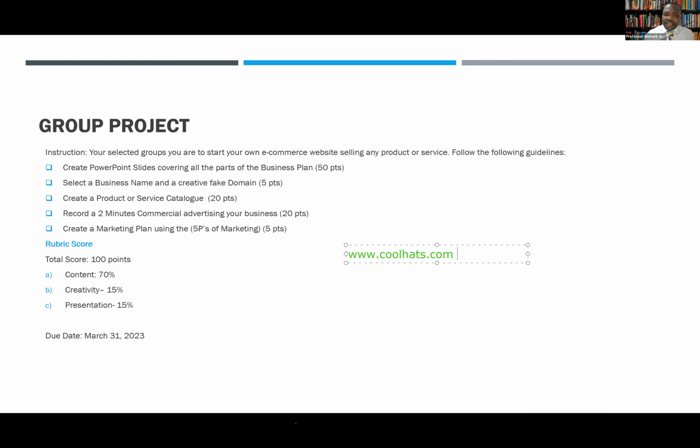Then we also discussed creating a product or service catalog. So on your e-commerce website, what are you going to be selling? You can create a few products. It doesn't have to be a lot. So a few products could be, for example, 5 to 10. If it's a service, maybe 3 to 5 different types of services that you offer as an e-commerce platform that you're selling.